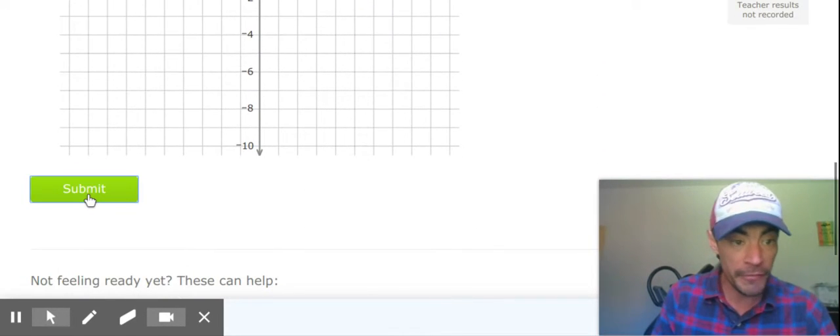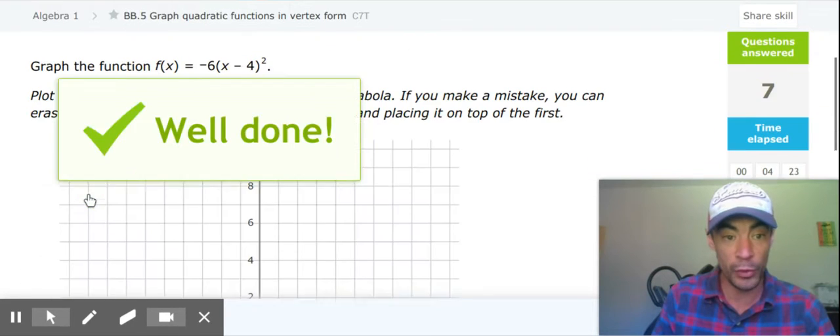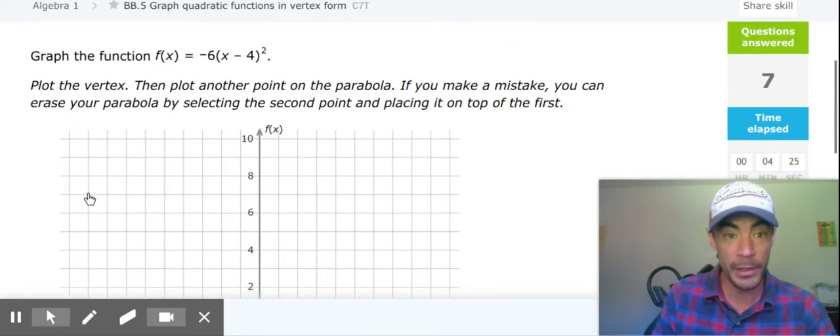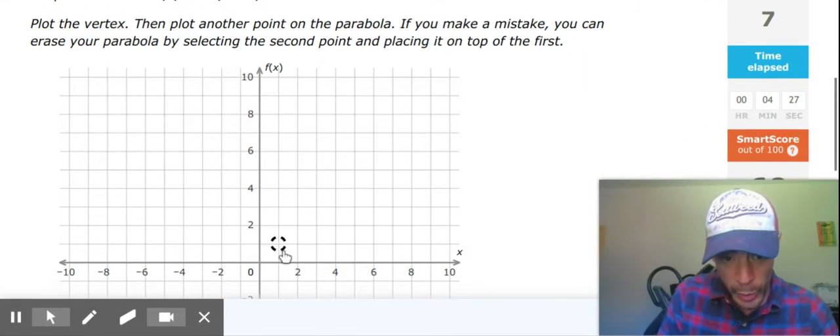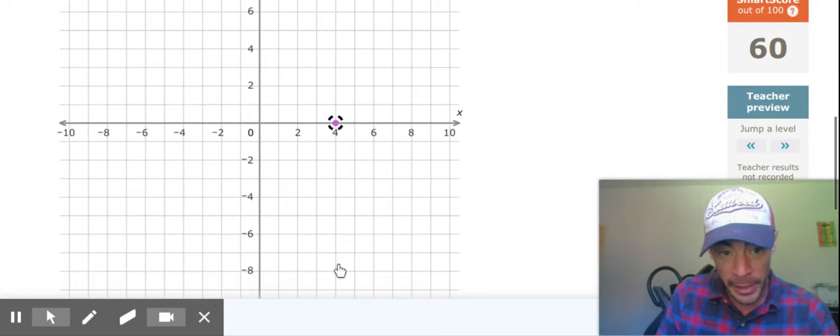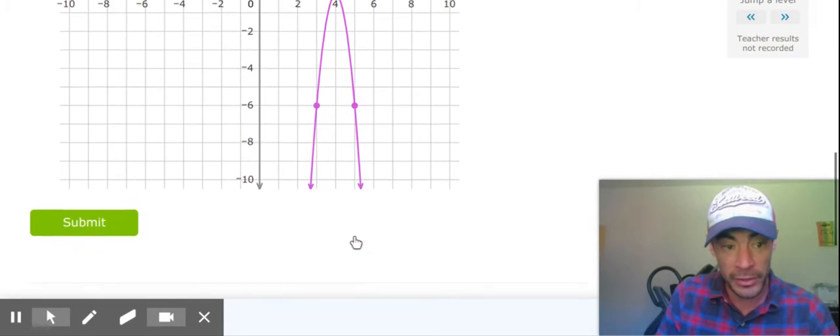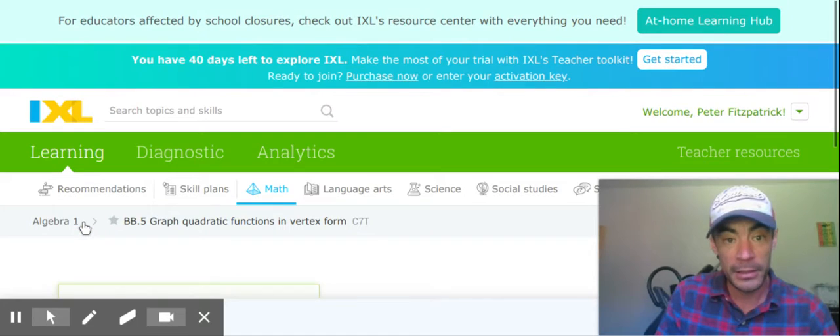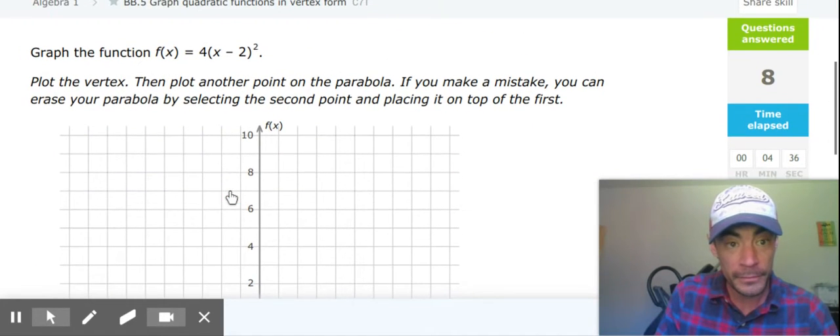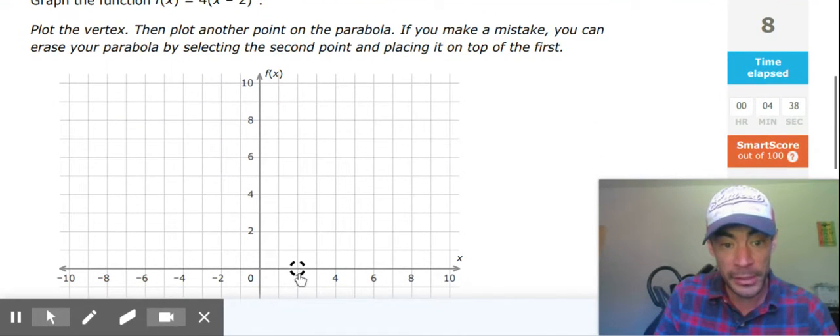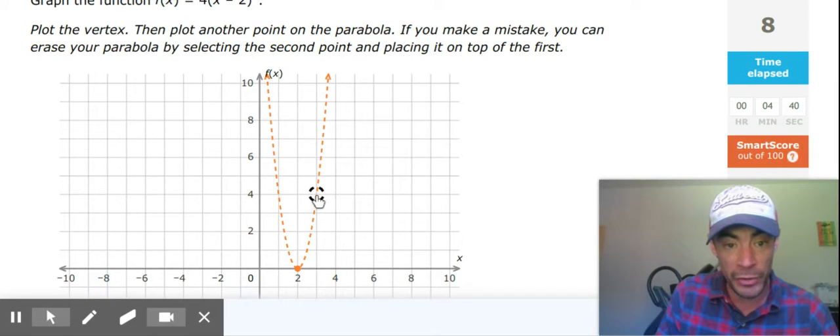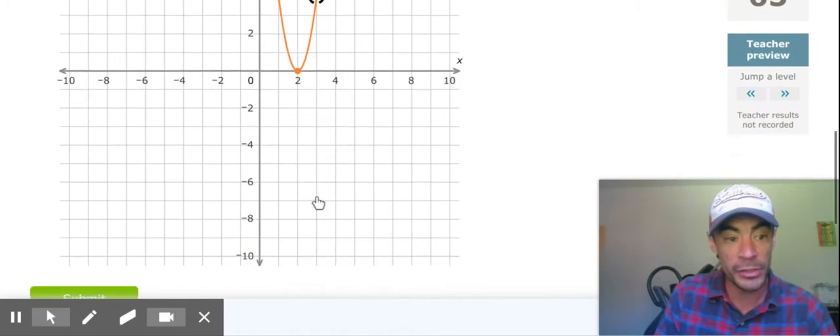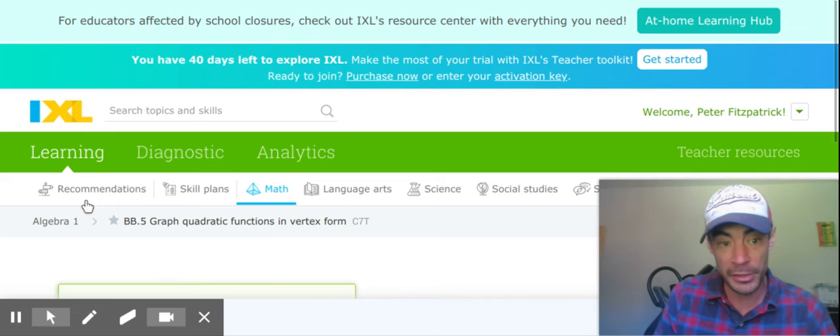Hopefully they have a vertical translation and a horizontal translation at the same time. This one doesn't. Let me just quickly click on the vertex and opening down a factor of 6. Just hoping. 2, 0, stretched by a factor of 4 are the transformations. Translated to the right 2.